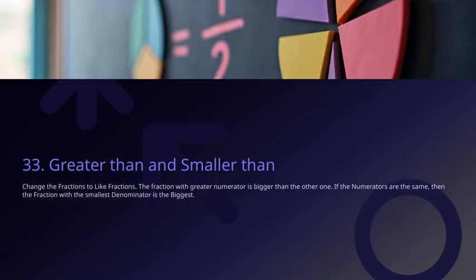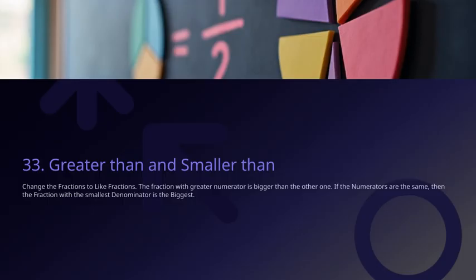Now, let's talk about how to compare fractions using greater than and smaller than concepts. When you're trying to figure out which fraction is bigger, a good starting point is to change the fractions so they have like or common denominators. This makes comparison much easier. Once the fractions are like fractions, the key point is to look at the numerators. The fraction with the larger numerator is the bigger one. So, if you see two fractions with the same denominator, just compare the numerators directly.